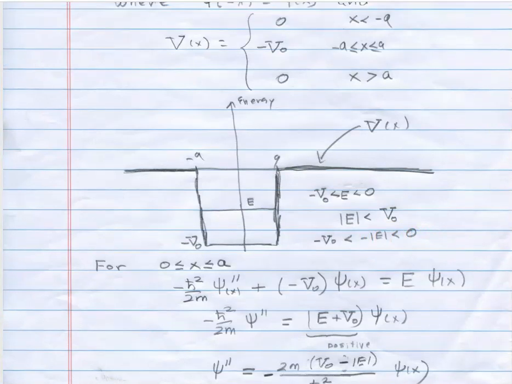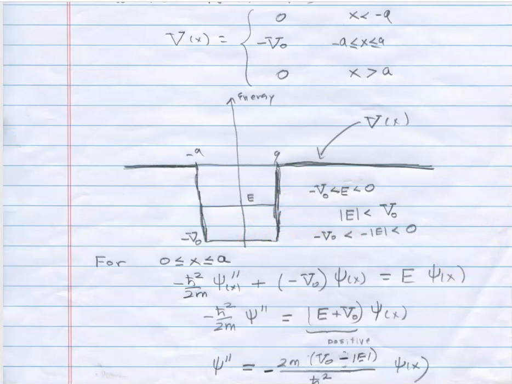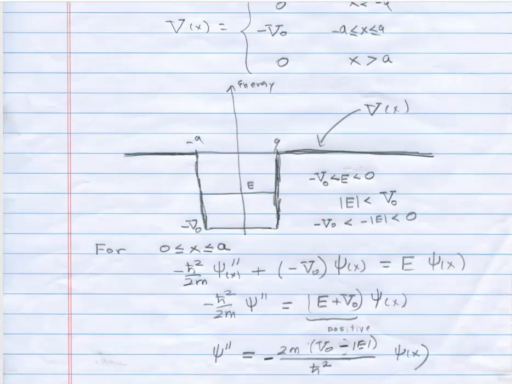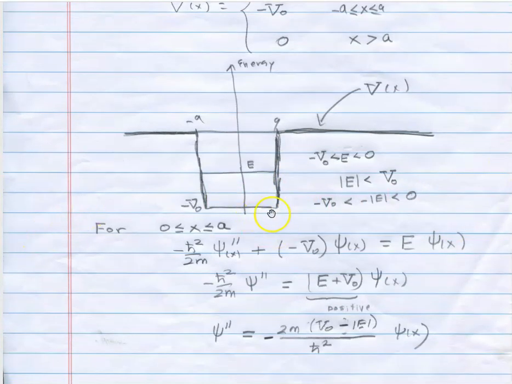And now we'll just look to get solutions on the positive side, because I know that if it's an even solution psi of x, once I've got that, then I can just extend it symmetrically to the other side for the negative values of x. So let's do that. First, just look in this region when x is between 0 and a.